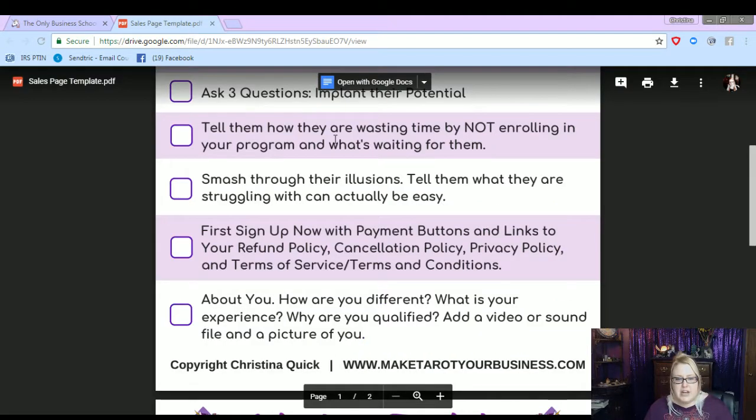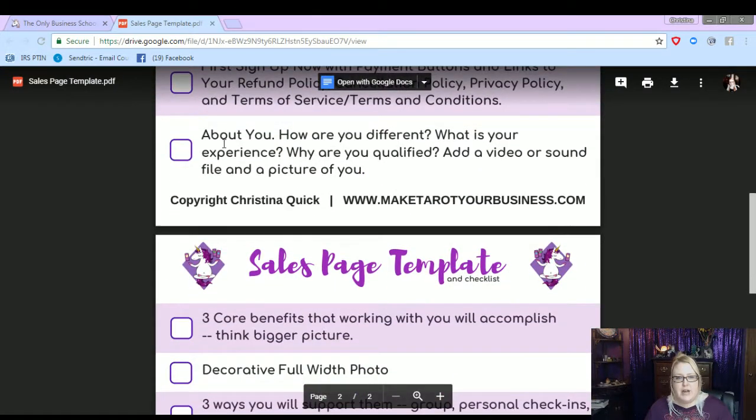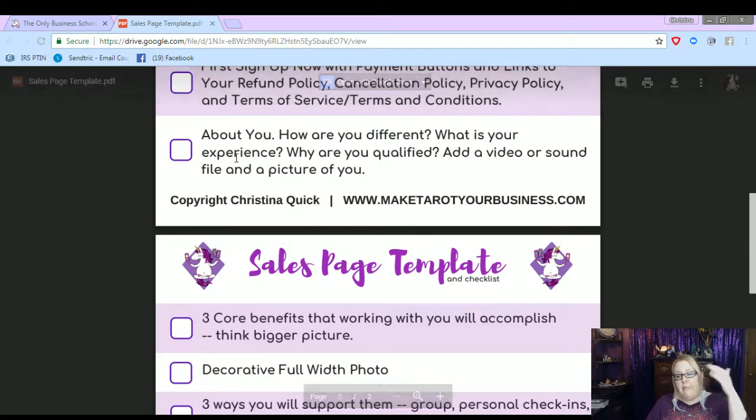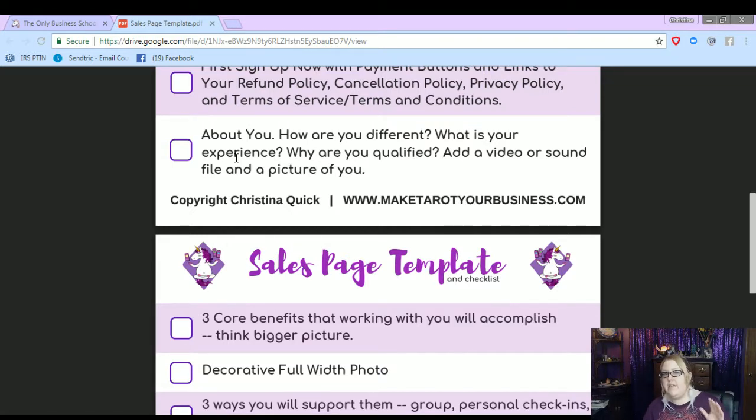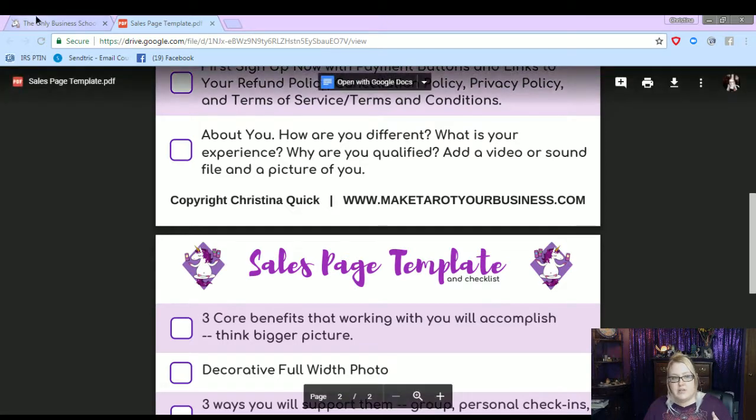And then the next thing you're going to do is put in your about you. How are you different? What is your experience? So you're kind of backing up all of those grandeur statements. They're going to think it's grandeur. They're going to think it's really out there. They're going to think that you're promising them the sun, the moon, and the stars. And so here's your opportunity to give a picture of you, talk about how you're qualified, bonus points if you want to add some sort of video or sound file and a picture of you.